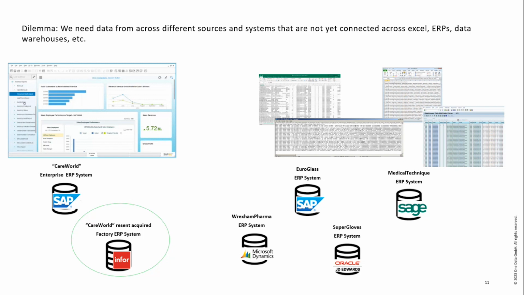For the case of John, there has to be a connection, a combination of the different systems in order to get a combined, harmonized stock of raw materials that he will use to produce the amount of vaccines necessary. In addition, there is a recently acquired new factory, CareWorld M&A, that uses another system, a completely new system, the Infor ERP. And with that, I will jump right into the tool.